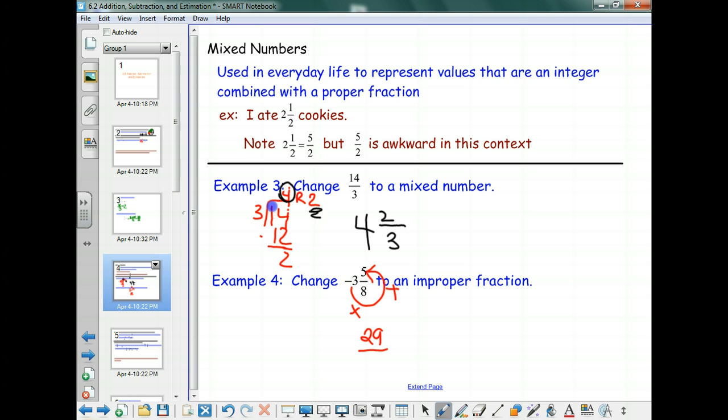Again, the denominator stays the same, so it's an 8. And the value is negative to start with, so it's negative 29 over 8 as well. Remember this? Not too bad, right? All right.